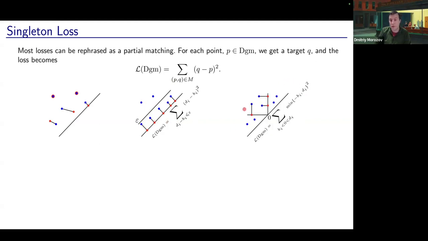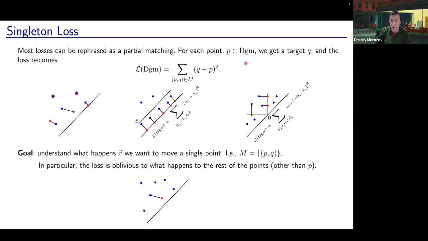If I'm trying to move points out of the quadrant, well, again, I can match the blue points to the nearest red points on the boundary of the quadrant, and again, this is my optimization problem. So what I want to do is restrict my attention to the simplest possible setting, namely where my partial matching consists of just one pair of points. I have a blue point P, I have a red point Q, and that's it.